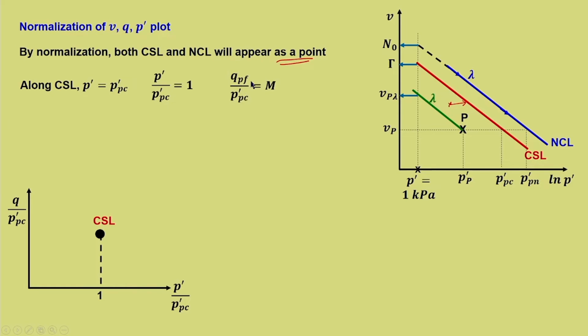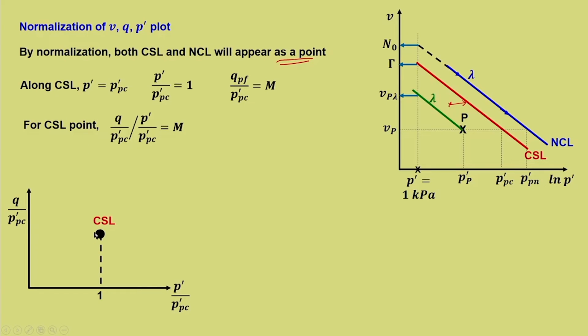Now, Q upon P dash Pc is equal to m. How? That is Q upon P dash, that is Q upon P dash is equal to m. Now, P dash is nothing but P dash Pc because it is on the critical state line. So, we know that that particular ratio is m.